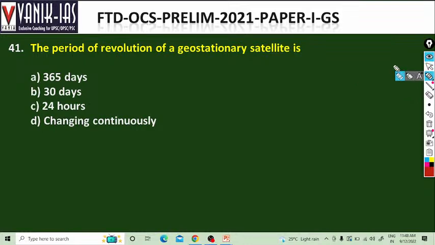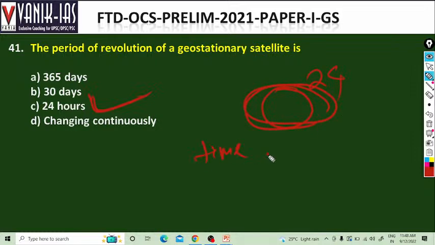The period of revolution of a geostationary satellite. The period of revolution of a geostationary satellite is 365 days, 30 days, or 24 hours. What is the period of a geostationary satellite? It is 24 hours, right? Geostationary satellite means one whose time period of revolution is the same as Earth. Earth rotates around in 24 hours, and the satellite also rotates in 24 hours. These are time and direction synchronized with the earth, right?